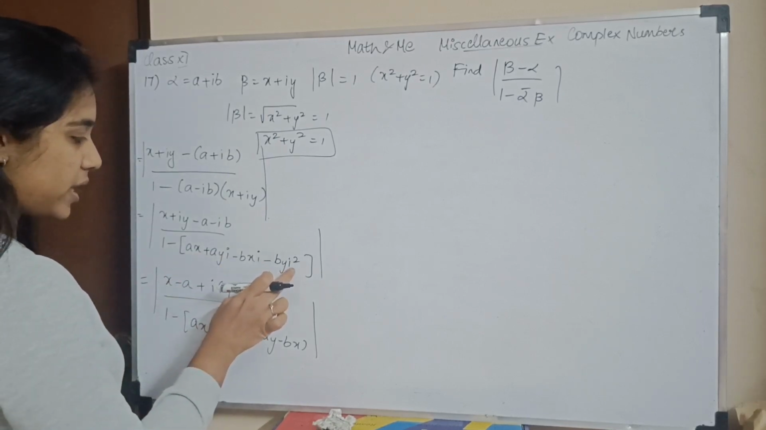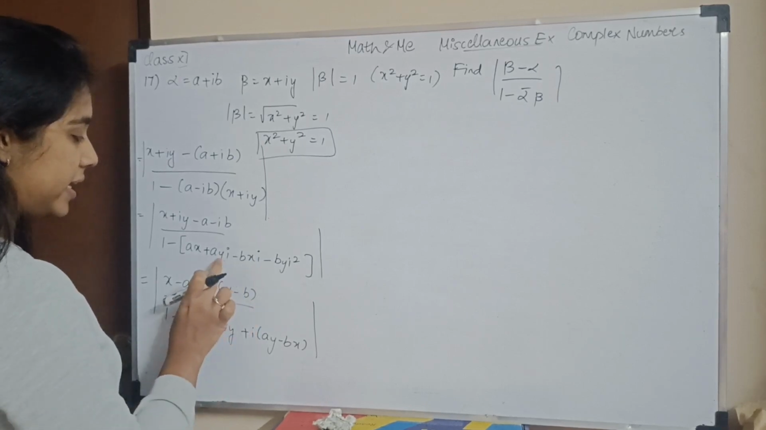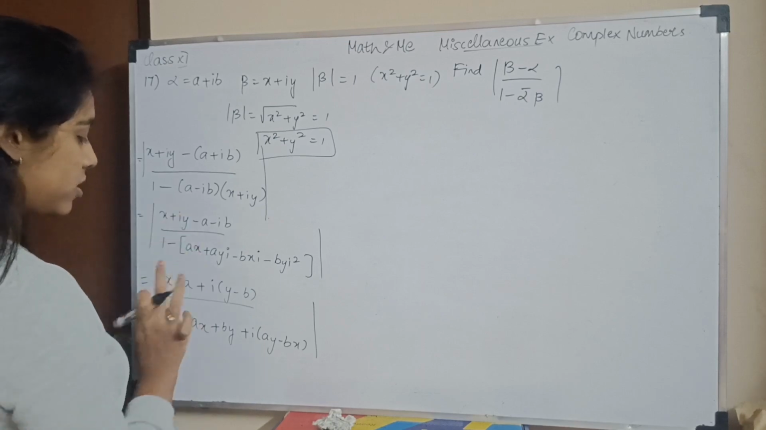I square is minus 1, so minus into minus is plus. So ax plus by is the real term, and I times ay minus bx. Okay, the numerator is similar.